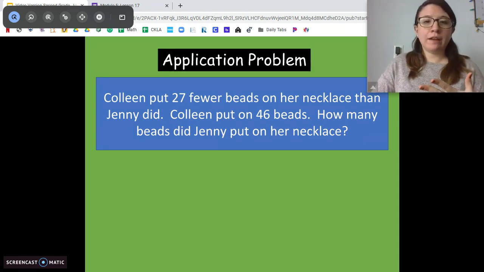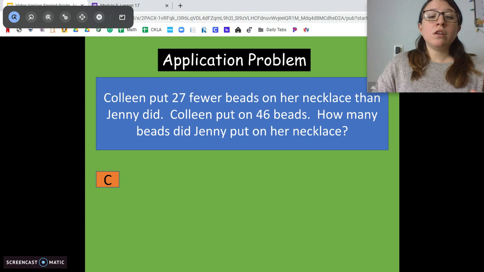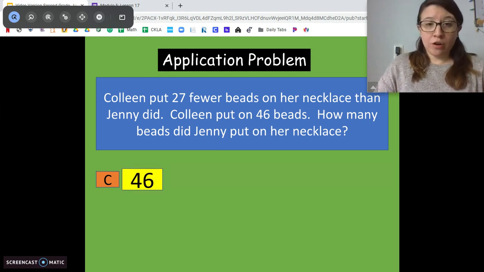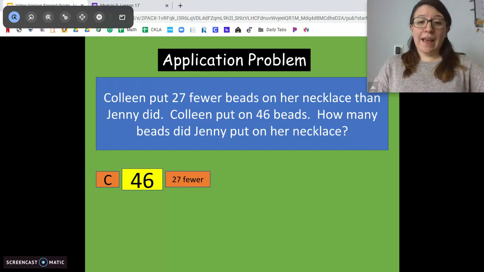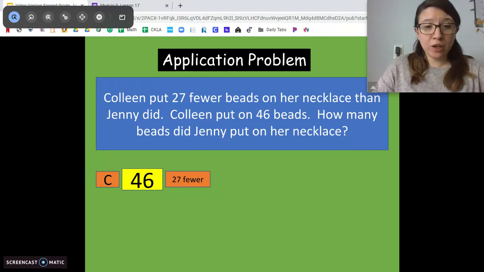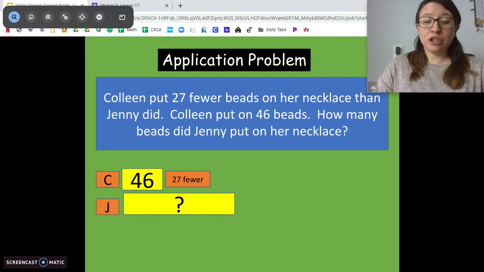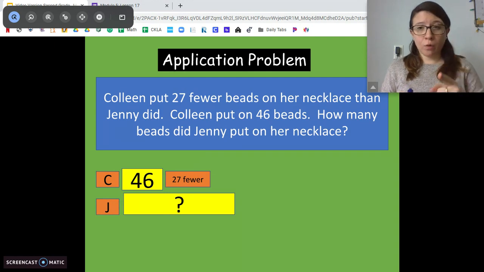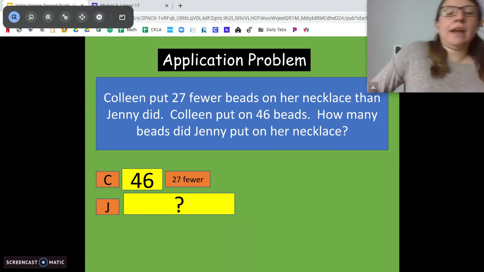I'm going to start with a drawing for you, and then I want you to solve on your own. So we know Colleen put 46 beads on her necklace. Now, that's 27 fewer than what Jenny did. Jenny, we don't know how many she did. I want you to use this information and solve on your own. Come back when you're ready. All right, let's try it.